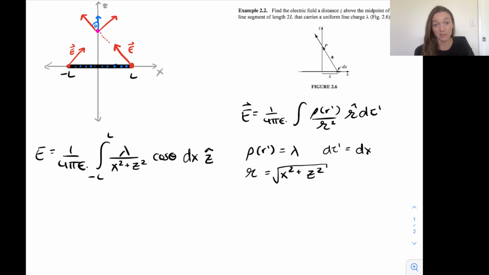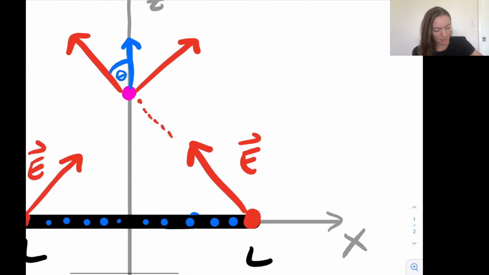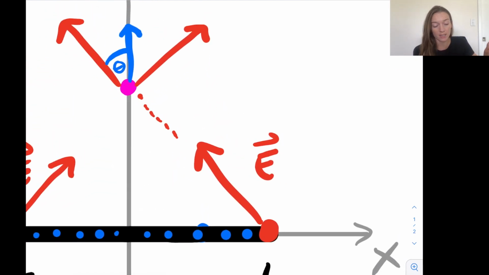Okay, so now obviously we have to figure out what cosine theta is because we need it in terms of x's and z's and stuff that we can integrate over. So it might seem like we don't know what cosine theta is, but we actually do. So if you think back to your geometry class, this angle here and this angle are the same. So this is also theta, and I can definitely figure out what cosine of this angle is.